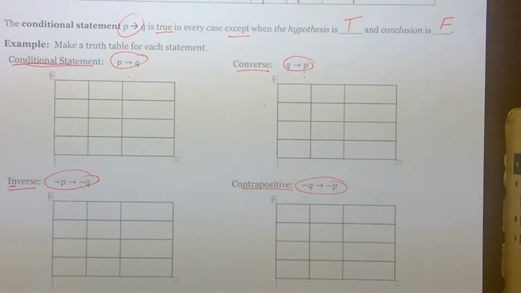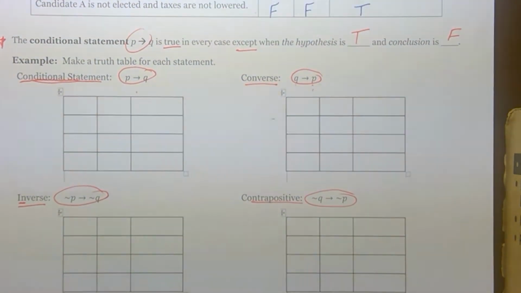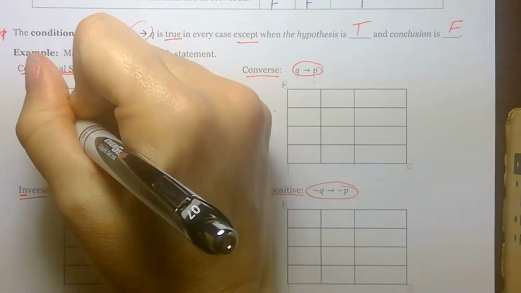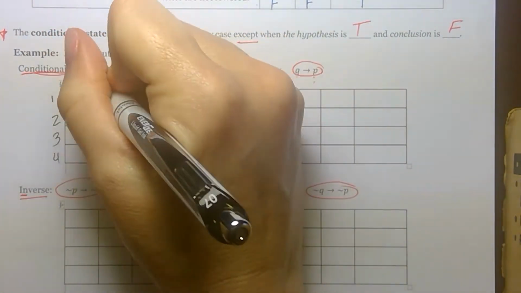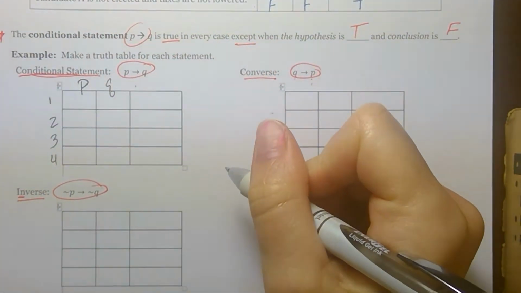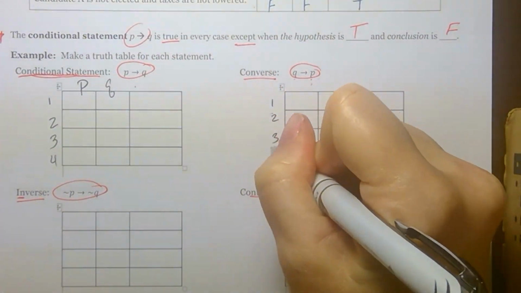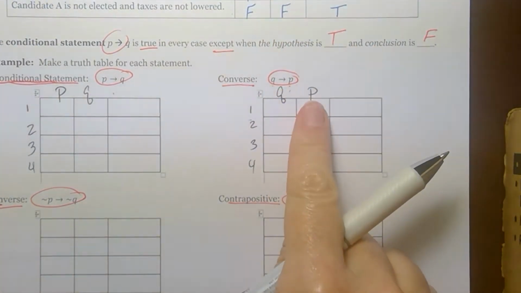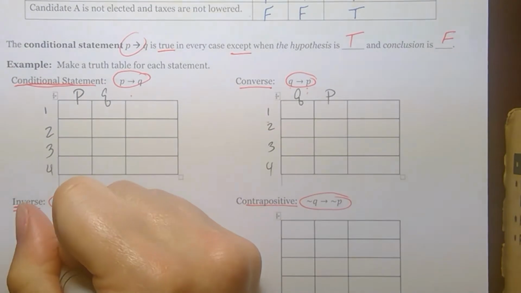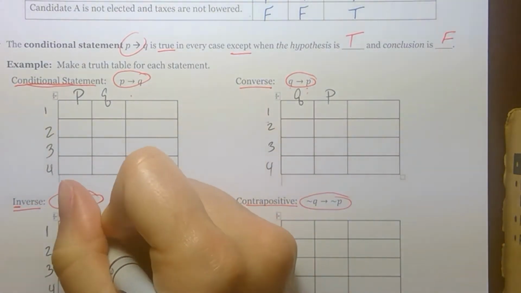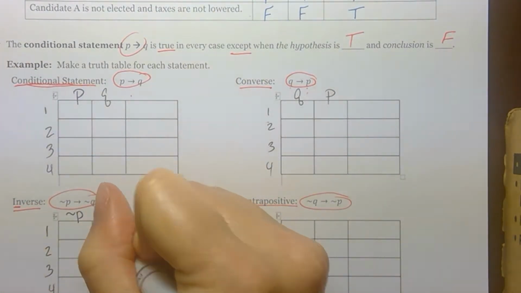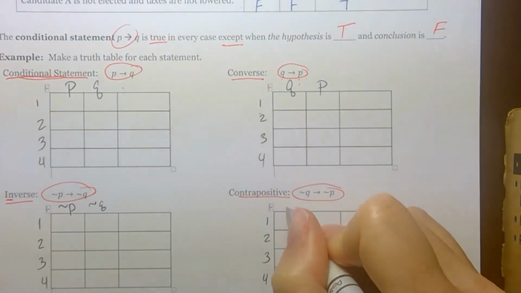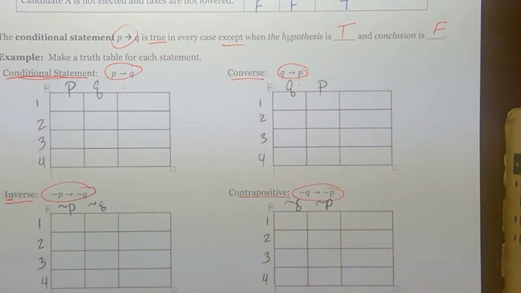Because we have 2 statements for each of these, each truth table has 4 cases. So let's start setting that up. I've got case 1, 2, 3, 4. We're going to do if P then Q here. For the converse, we're going to look at it as if Q then P. We're going to reverse the order of those columns. For the inverse, cases 1, 2, 3, 4, we want not P and we want not Q. For the contrapositive, cases 1, 2, 3, 4, we want not Q, then not P.